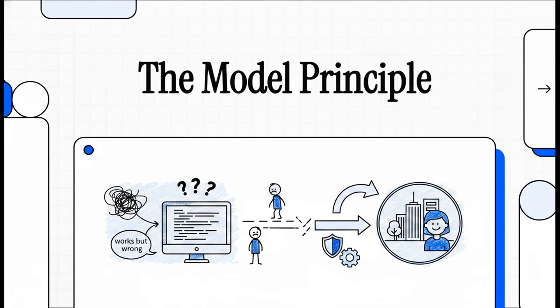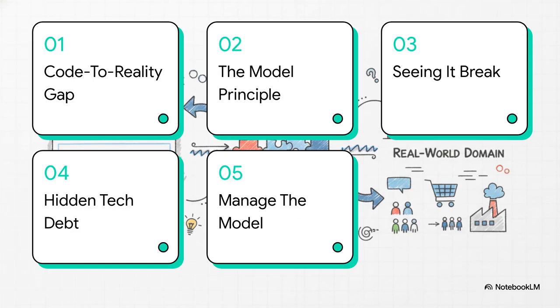So, have you ever spent hours chasing down a bug only to realize the code was doing exactly what it was written to do, but it just completely failed to do what the real world actually needed? Yeah, we've all been there. Today, we're exploring a massive concept that solves exactly that problem, the model principle. We're going to look at how you can prevent those accidental bugs and a mountain of technical debt by meticulously aligning your software's design with the actual reality of the domain it supports. Okay, let's dive into this.